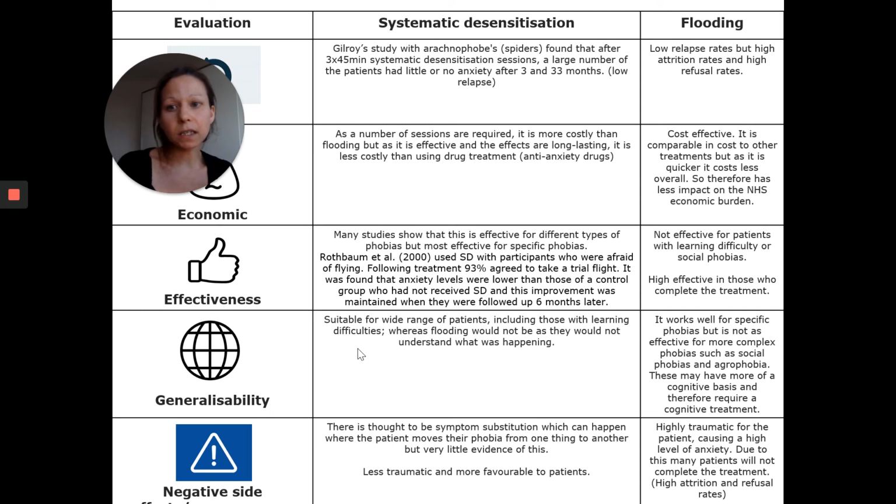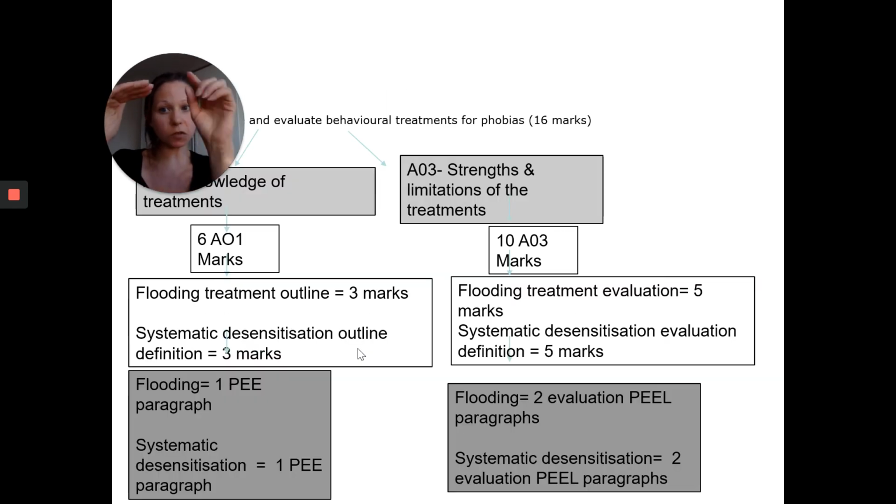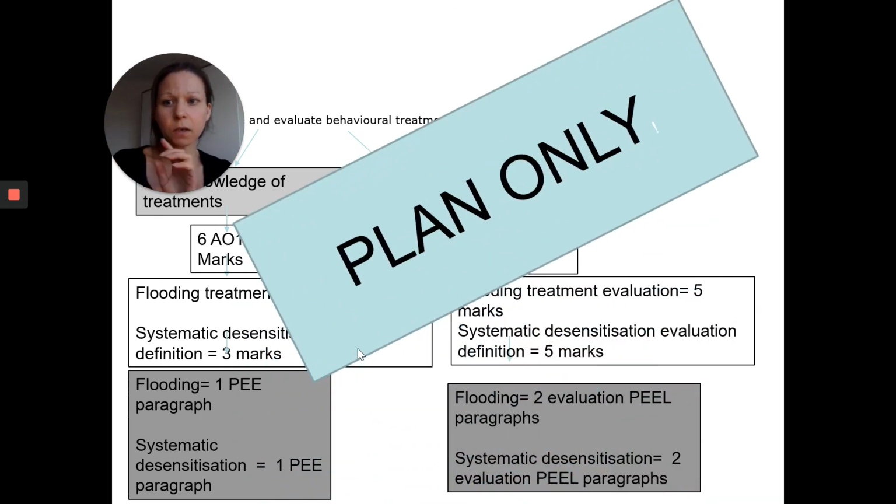I might focus on the negative side effects, the trauma of flooding. I might focus on the cost effectiveness of systematic desensitisation. It's totally up to you. You take 2 of those for flooding, you take 2 of those for systematic desensitisation, you use your PEEL structure, and that would be it. So I'm not asking you to write it, I'm just asking you to plan it using that structure. So I'll literally see on your piece of paper, PEE, or for the evaluation, PEEL. You're not writing it up fully, okay? So essentially, that's it. Plan only, a reminder, because I don't want panic to set in.